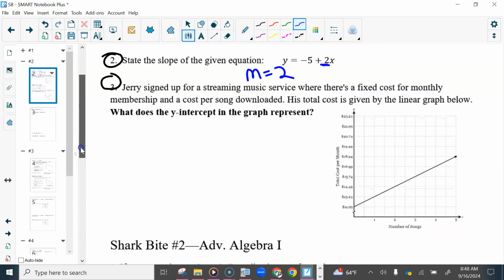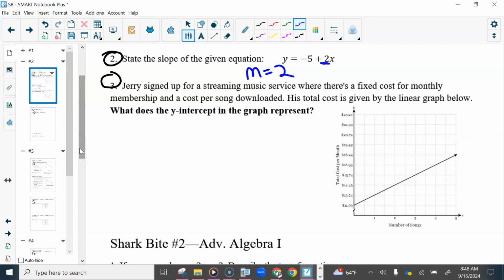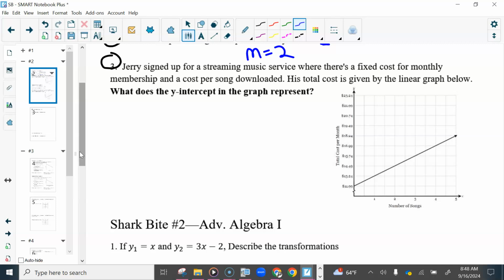Okay, for number 3, Jerry signed up for a streaming music service where there's a fixed cost for a monthly membership and a cost per song downloaded. His total cost is given by the linear graph below. What does the y-intercept in the graph represent? Okay, sure. The cost of the membership. Yes. So before he downloads any songs, and we take into account that cost, the monthly membership, that is the y-intercept. I'm going to say the monthly membership before he downloads any songs.